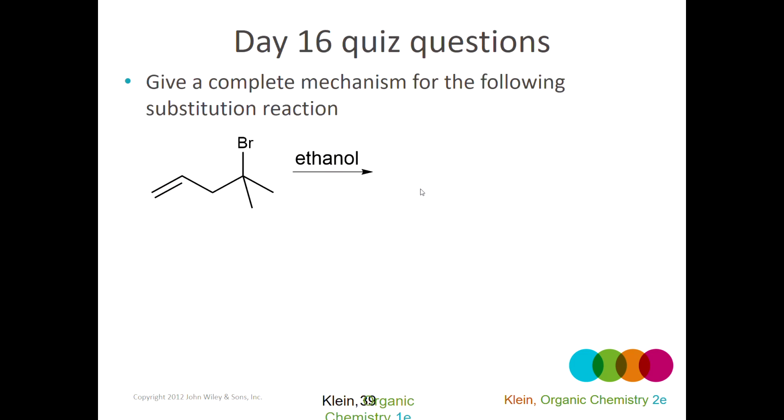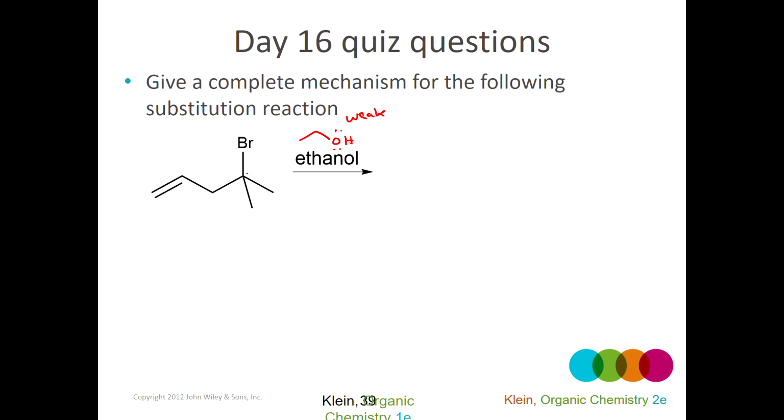And so then the last quiz question, this one's a little bit tricky because of the carbocation rearrangement, but these are my reactants. There's only 2 substances. The ethanol is relatively stable. It's a weak nucleophile. It doesn't have a negative. It doesn't need to react.